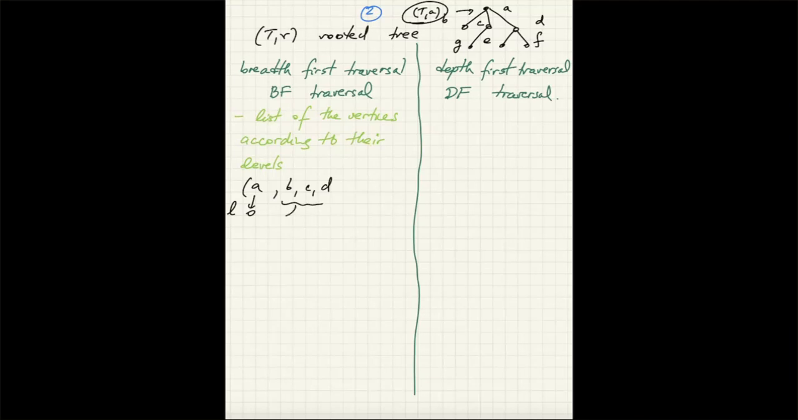So each of them has level 1. And then there's nothing coming down from vertex B, but from vertex C, because this is the first one that comes in the list of level 1, you have a G that is at level 2. And then again for D, you have 2 choices, EF or FE. So let's say EF. So this is level 2. Okay, so this is the breadth first traversal for this tree.